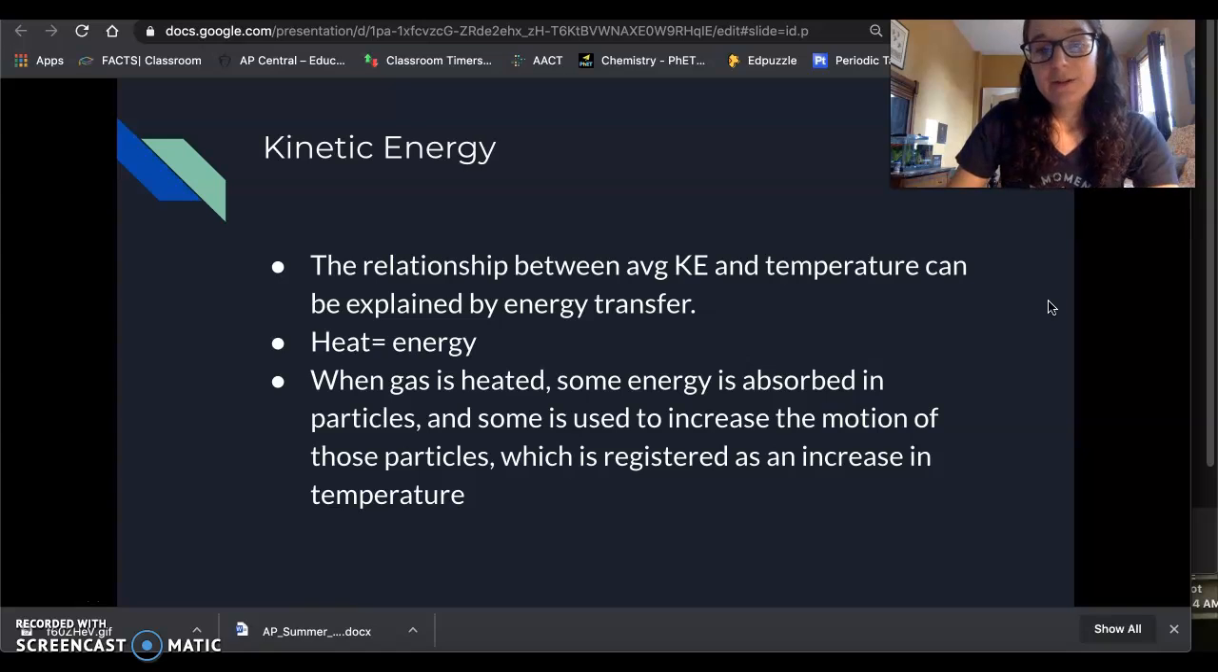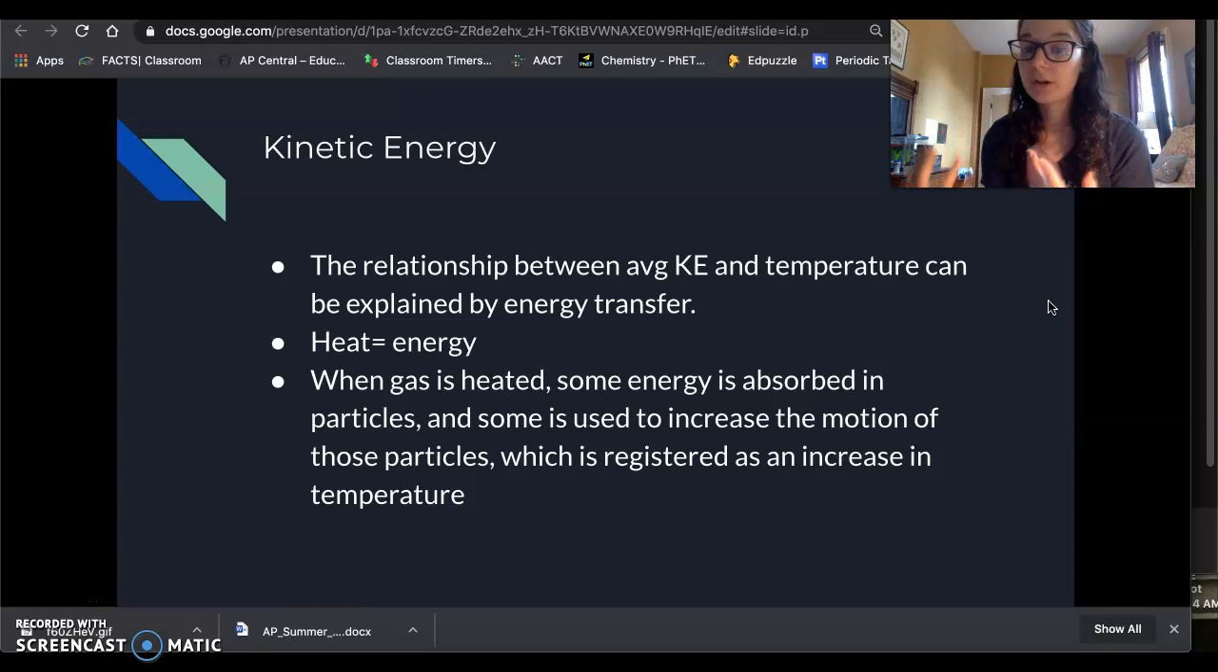For kinetic energy, again, we're relating average kinetic energy with temperature. So the kinetic energy of particles in a sample aren't always the same. There are some that have a higher kinetic energy, some with a lower kinetic energy, but we describe the temperature of a sample based on the average kinetic energy of all particles in a sample. So heat is a form of energy.